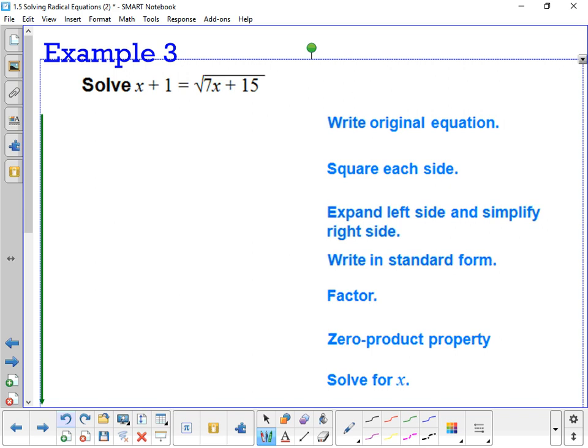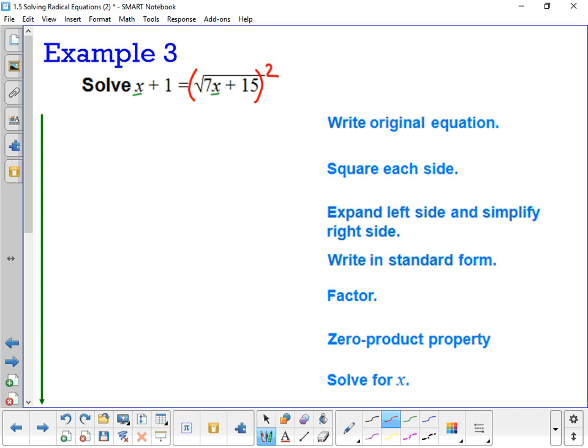So our equation is x plus 1 is equal to the square root of 7x plus 15. Well, we already have the radical by itself. What makes this one different from the other ones is that we have an x both inside the radical and outside. So this equation is going to be a lot more complicated to solve than the ones that we were looking at a moment ago. So we have the radical isolated. It is already by itself, so we can start by squaring both sides of our equation.